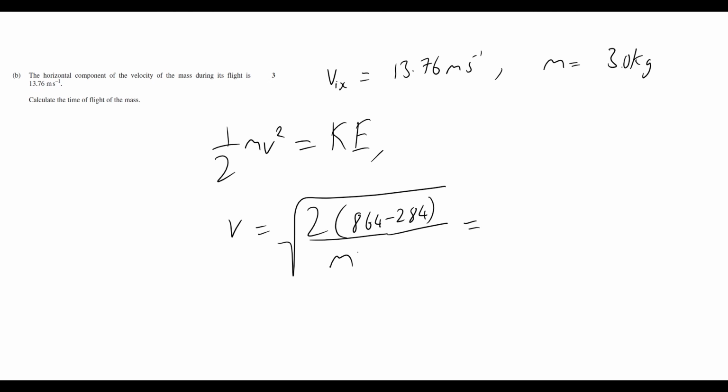Okay, and so now knowing that m is equal to 3 kilograms, we get that v is equal to the square root of 2 on 3 times 864 minus 284. And so calculating that, we get an initial y velocity of 19.664 meters per second.